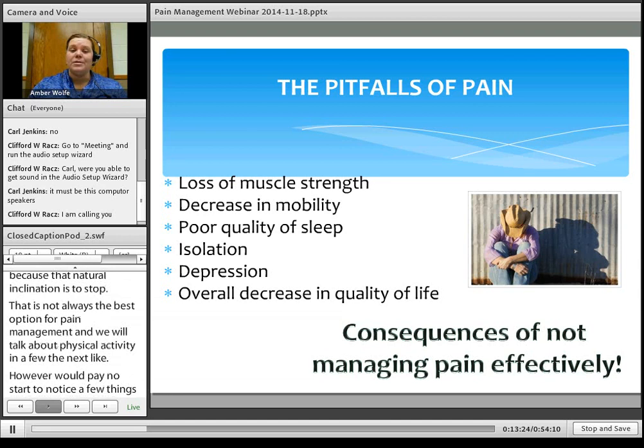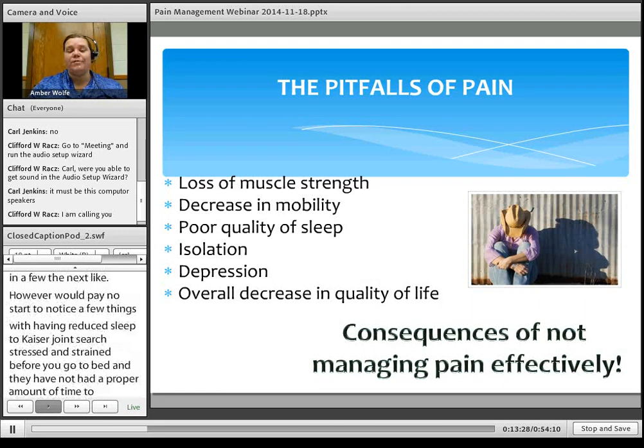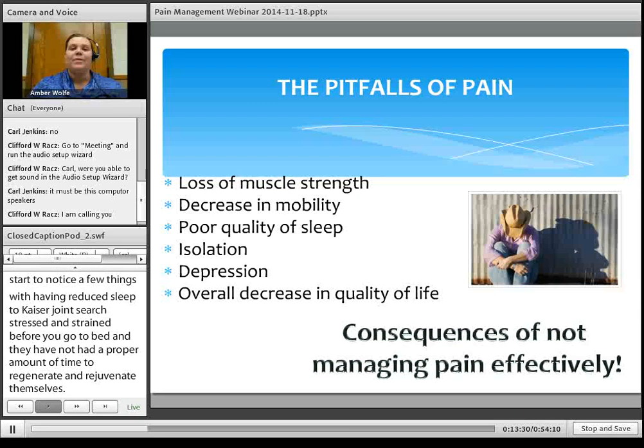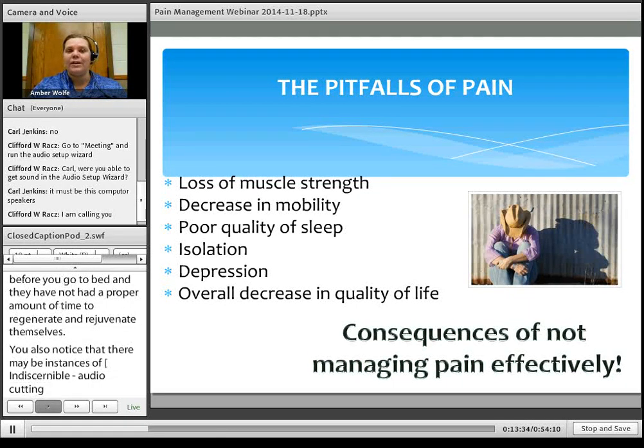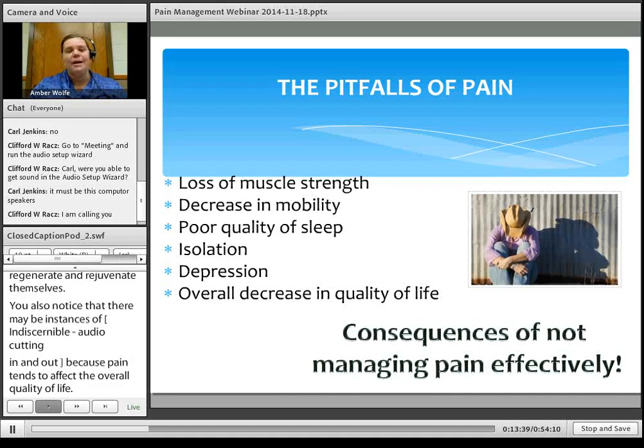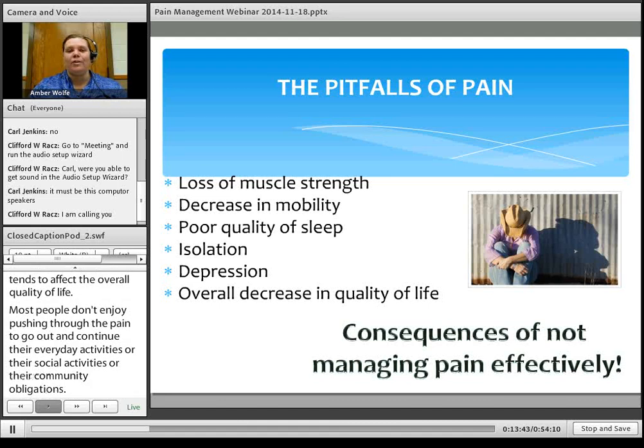You'll also notice that there might be some instances of isolation or depression because pain tends to affect the overall quality of life. Most people don't enjoy pushing through the pain to go out and continue their everyday activities or their social activities or their community obligations. So you'll start to see people withdraw a little bit because that pain does tend to start taking over their life. And we're hoping that that's not going to happen. We hope that this presentation today will give you options for managing that pain so you can continue to have the quality of life that each of you deserve.